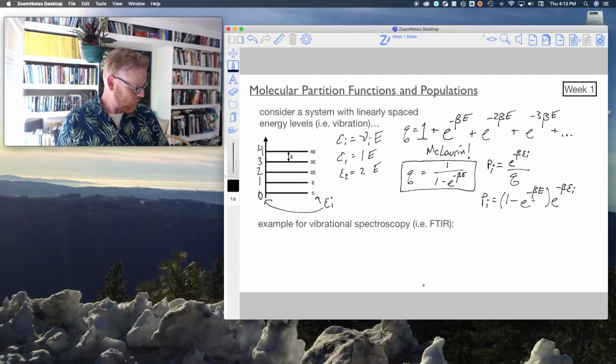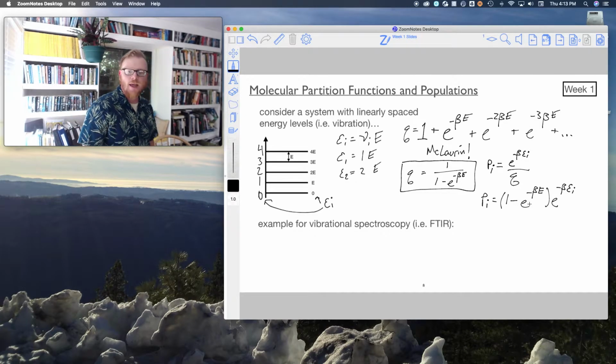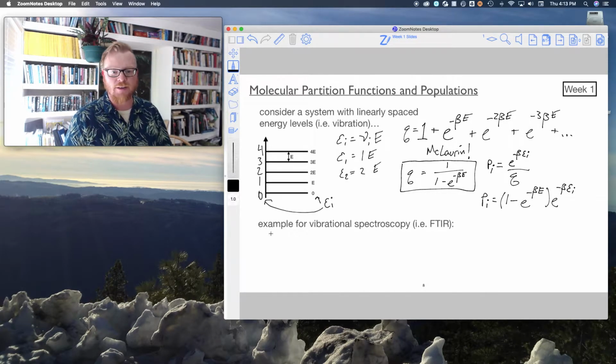All right? Okay, so now to actually make calculations with this, it's not as straightforward. We have to do a couple of extra steps. And so let's get into this. So we're going to use this example from vibrational spectroscopy, all right? So let's get into this whole beta thing.